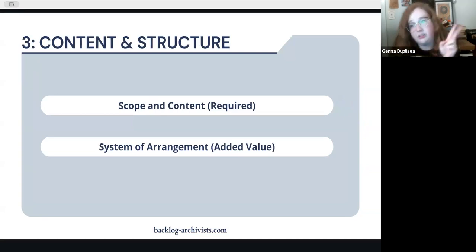So chapter 3 is just the content and the structure of the collection. There are only two elements here, and scope and content is required. There's not some information that's scope and some that's content. It's just a scope and content note. A scope and content note will describe things like, this collection contains personal papers of this particular person, but does not contain anything related to their political career, or only contains materials from a particular trip that they went on, but nothing about the rest of their life outside this particular time period.